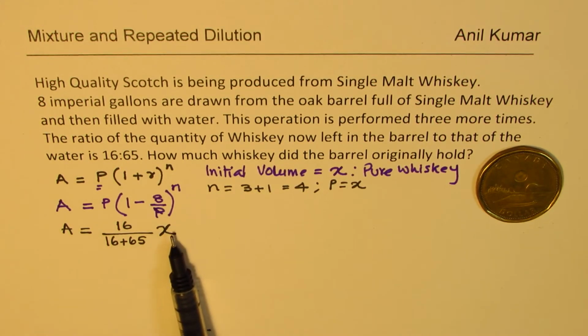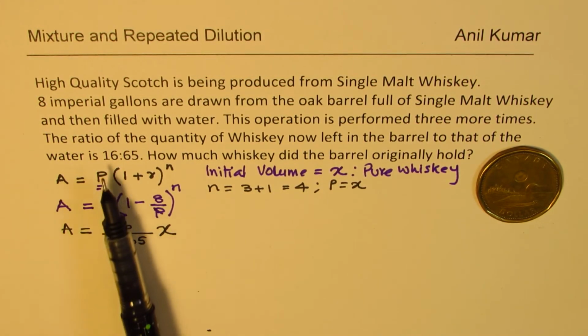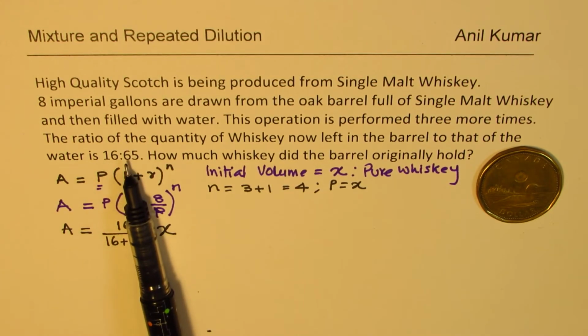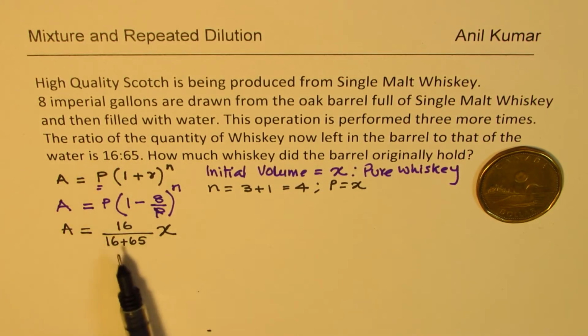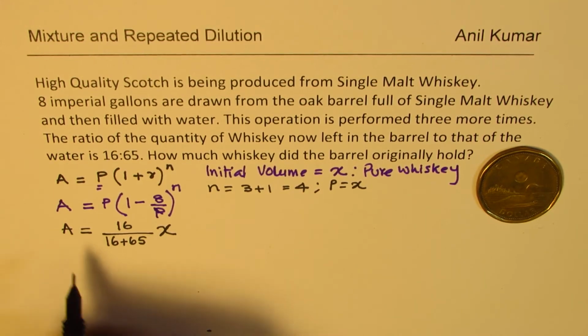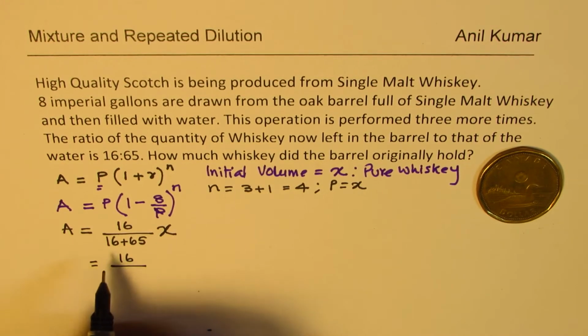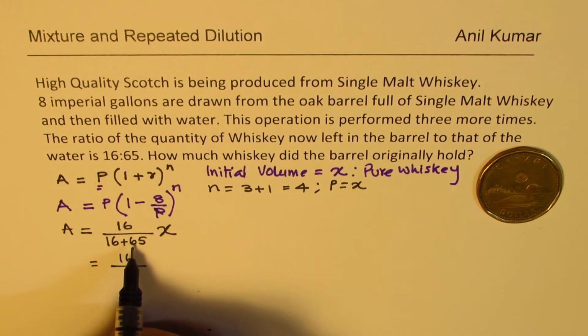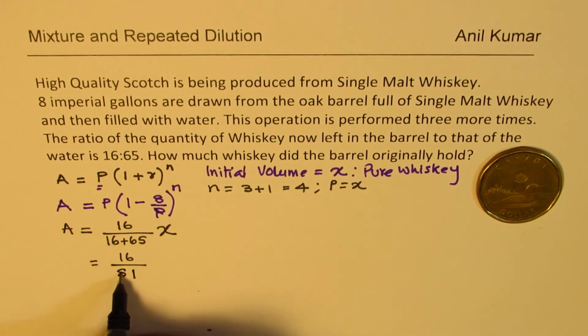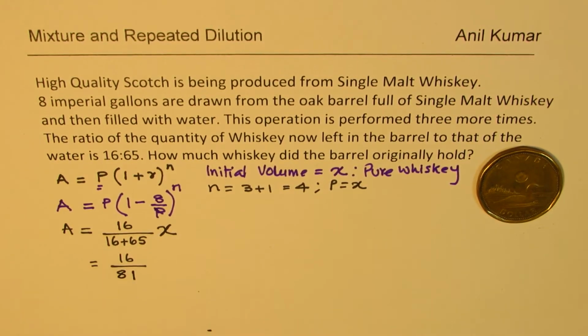We started with X, but now we have only 16 parts of whiskey. The rest is water. So the total amount is their addition, right? So that is the amount left, A. So let's figure out how much this is. It is 16 over 16 plus 65. 6 plus 5 is 11. And then 7 and 1, 8. 81. So these numbers are carefully chosen so that you could do this question without a calculator, right?